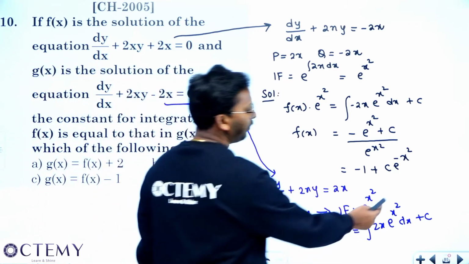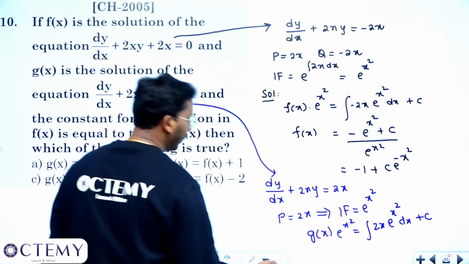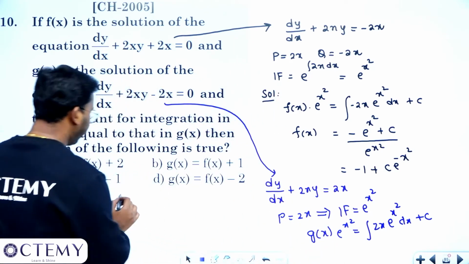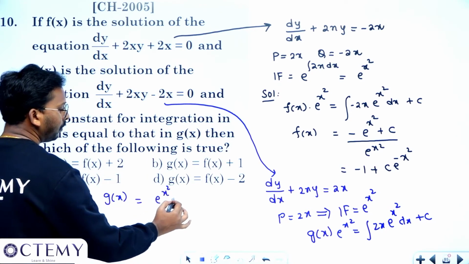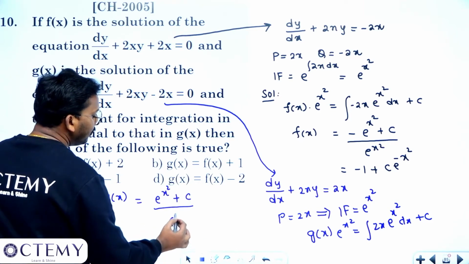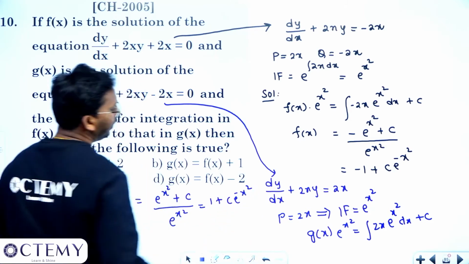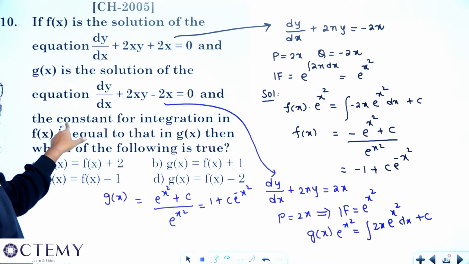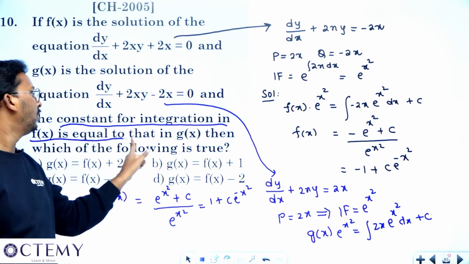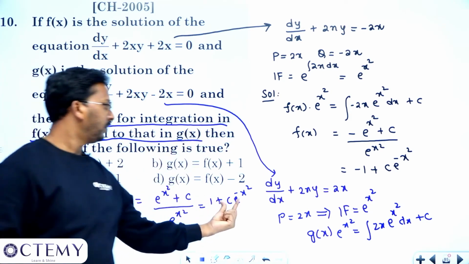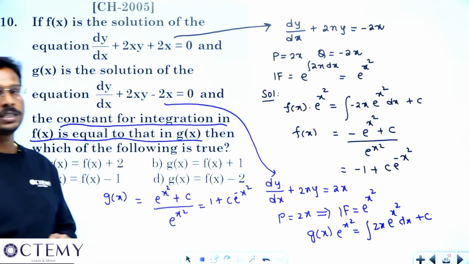Then what will this become, sir? If you put x square equal to t, then 2x dx will become dt. So the solution will become like this. The final step, let me write that here. g of x will be equal to e power x square plus c divided by e power x square. This will become 1 plus c into e power minus x square. He is telling that the constant for integration in f of x is equal to that in g of x. That means the c into e power minus x square terms are the same, right?